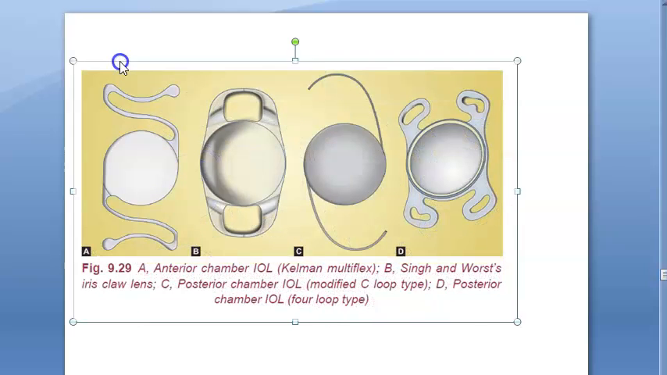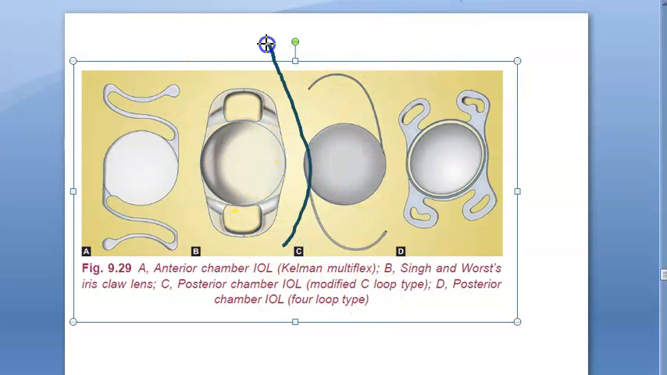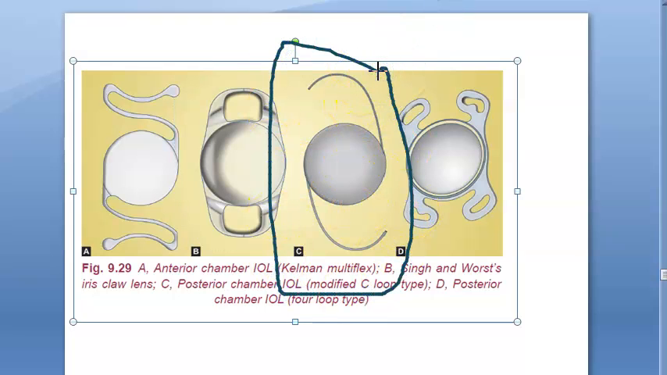Now look at this. Guess what this is? This one is an anterior chamber IOL. See, it is kind of like this. Oh, this is anterior chamber. It has an S shape. Okay, then this one is the Singh and Worst iris claw. Is there a claw here? This is the iris claw lens. Okay, then this one. This looks like a unifocal, simple, beautiful posterior chamber IOL.